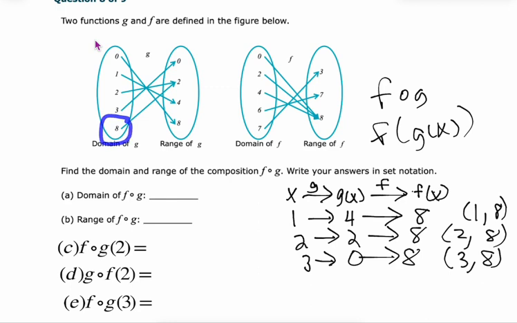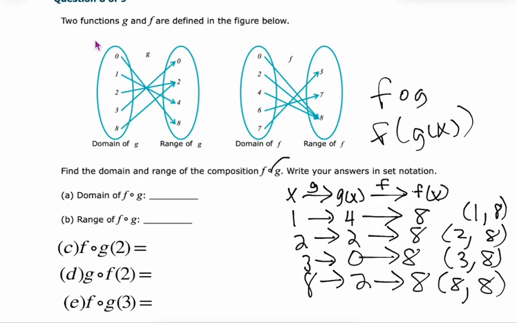8. If I start with 8, it becomes a 2. That 2 becomes an 8. I love how everything's becoming an 8. So I started with 8, became a 2. That 2 became an 8. That's the point 8, 8. Okay. So everybody seeing how I connected those things together. You always start with the thing inside. Okay.